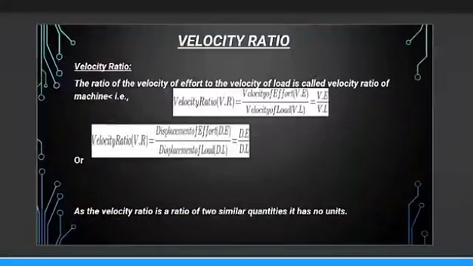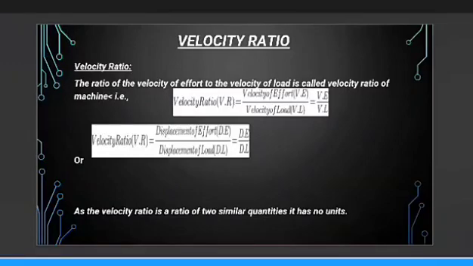Next is velocity ratio. What is velocity ratio? It is the ratio of the velocity of effort to the velocity of load. The short form is VR, which you can use. VR is velocity of effort upon velocity of load.